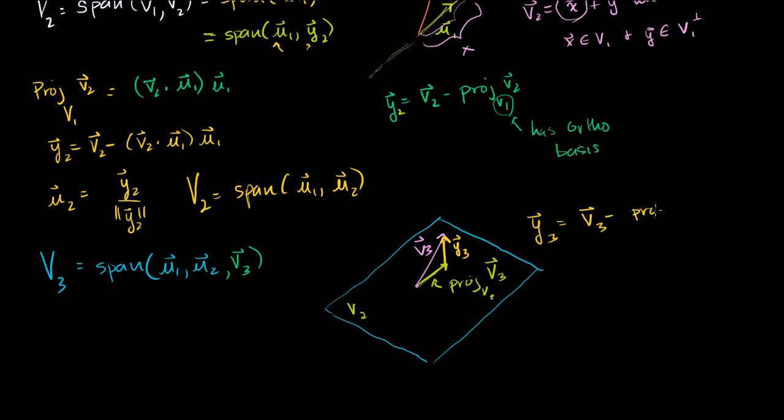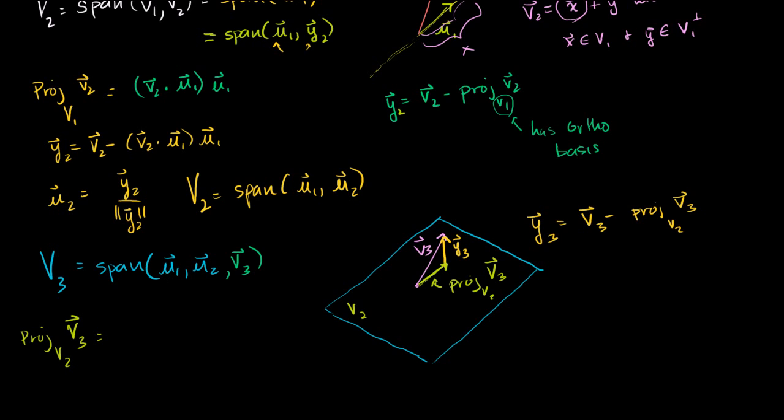minus the projection of v3 onto V2. So what is that going to be? Well, the projection, I'll write it here. The projection onto the subspace V2 of the vector V3 is going to be equal to, we're going to use the same exact logic we did before. We saw this two or three videos ago.